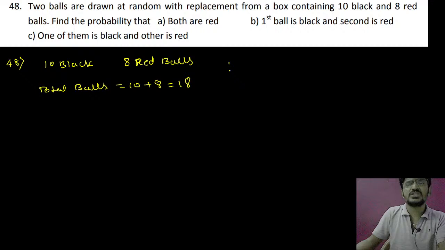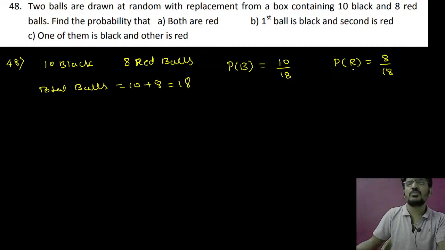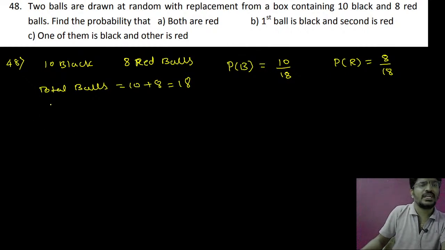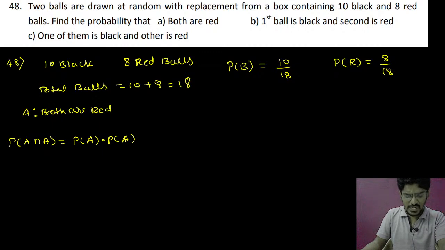First we shall find the probability of black ball, that is probability of B, 10 divided by 18. Next we shall find the probability of red ball, that is P of R, that is 8 by 18. So now from this you got the probability of black ball and the probability of red ball. Clear? So now you can just see both are red, that is event A. Here this is an independent event. So I have to calculate P of A intersection A. That will be P of A into P of A, because here both the events are independent events.